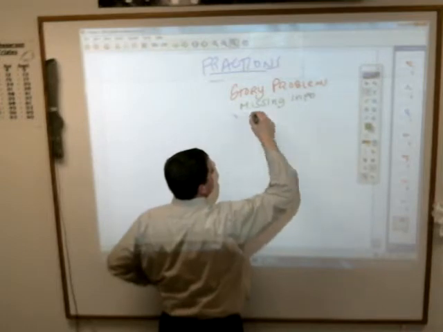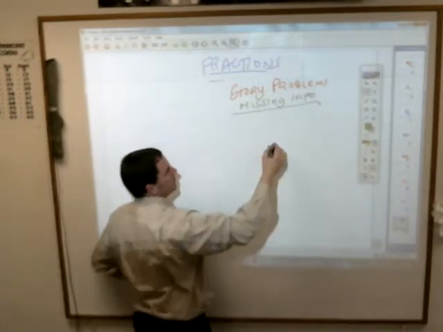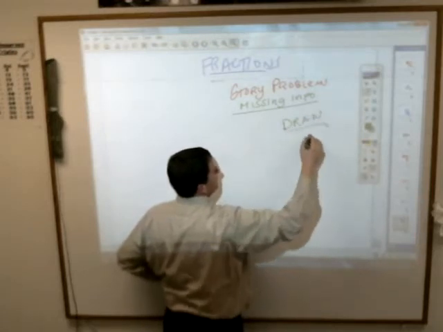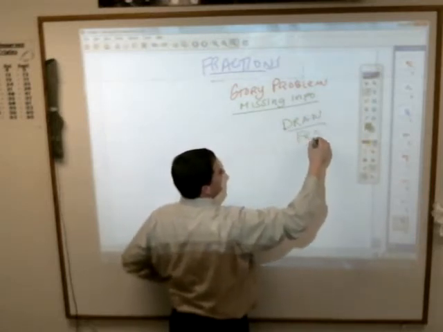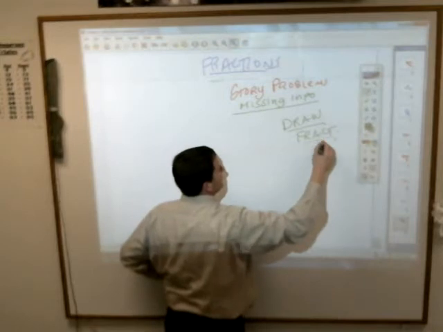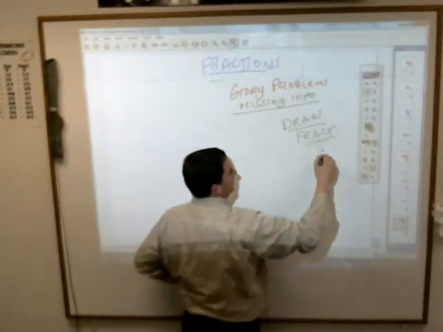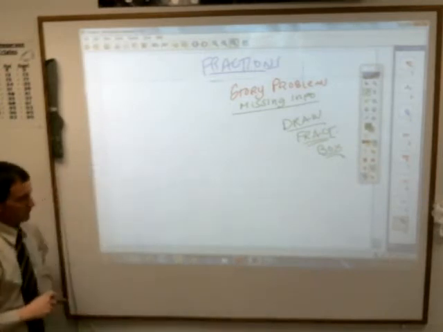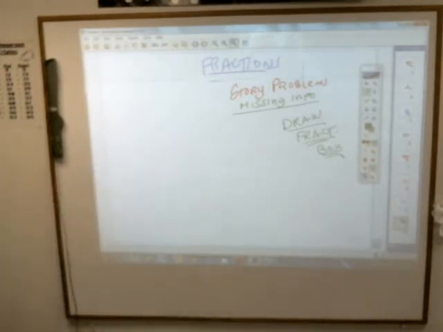In order to do these problems, you will have to draw fraction boxes. Do you know what will happen if you don't draw fraction boxes? You will become a very good poet, and your hand will become much stronger based on the exercise it will get. Here is just an example of it.